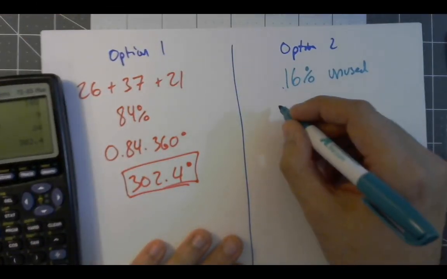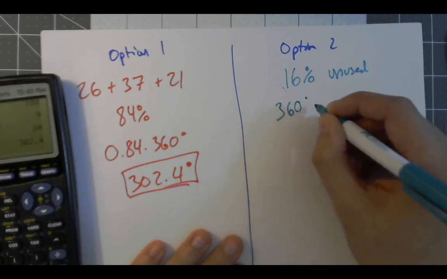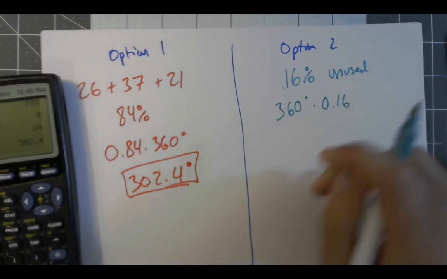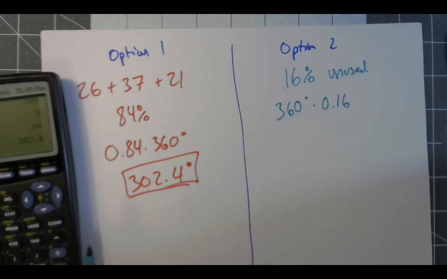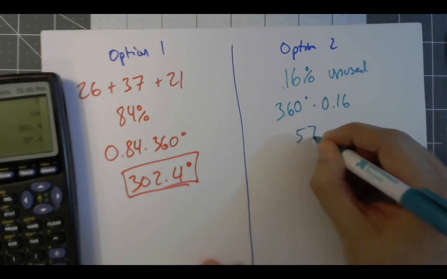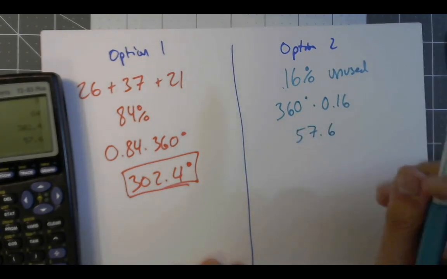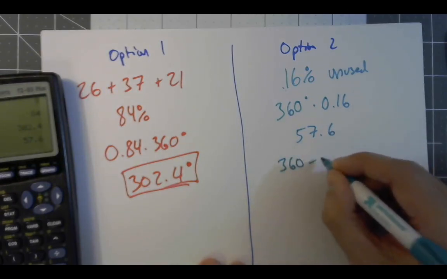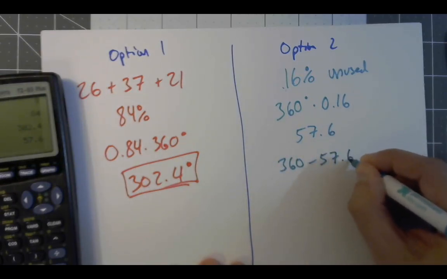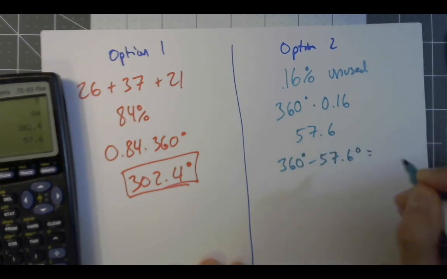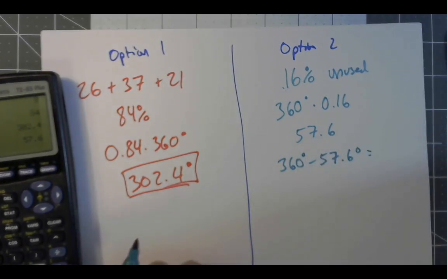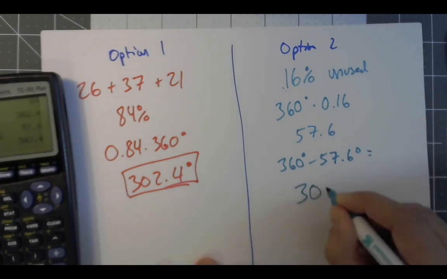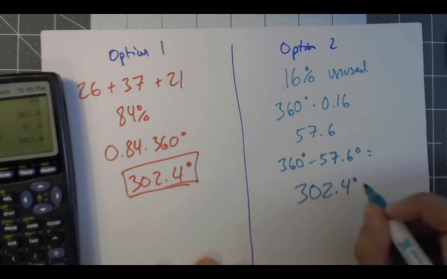So what they did was say, okay, 60 degrees times 0.16 is 57.6. And then they said, okay, 360, taking away the piece I didn't use. So 360 minus 57.6, and if math works out, it should be 302.4.